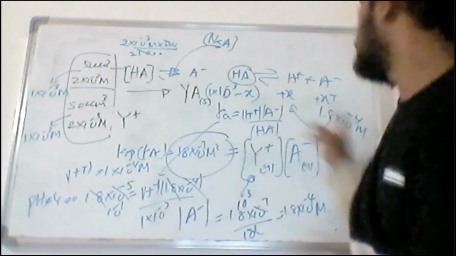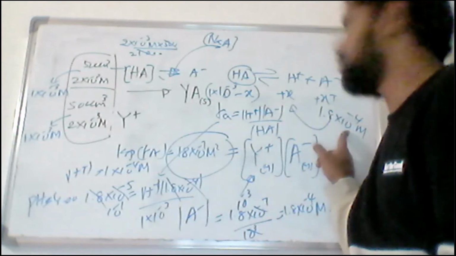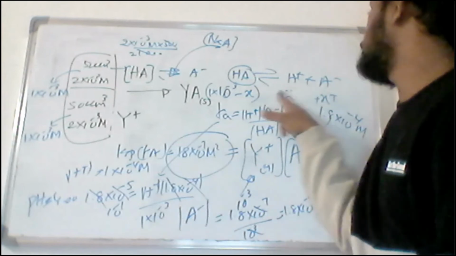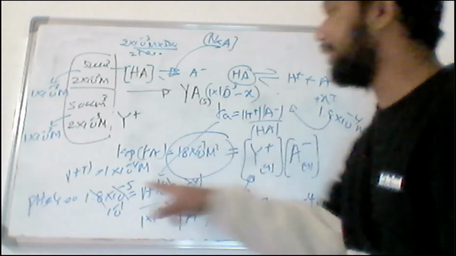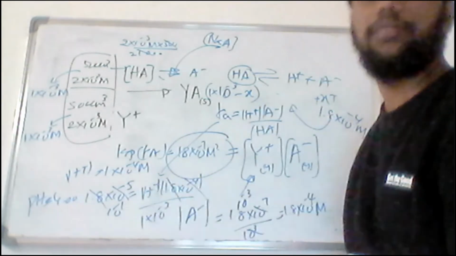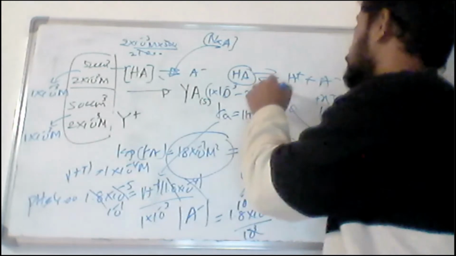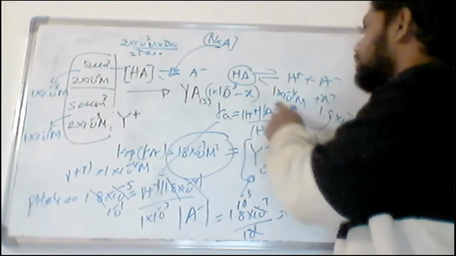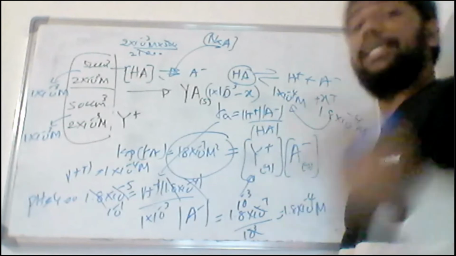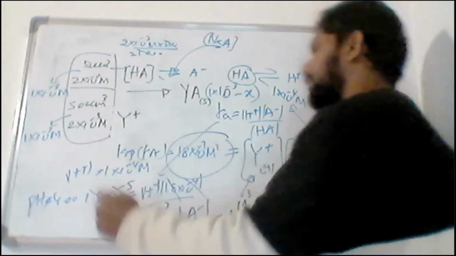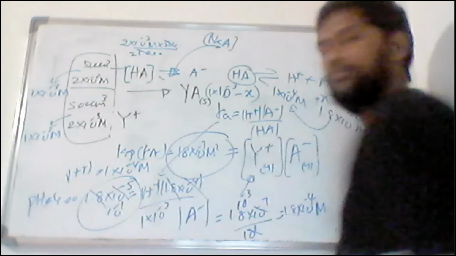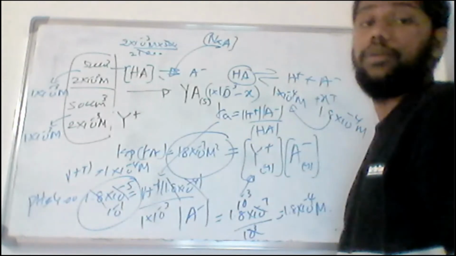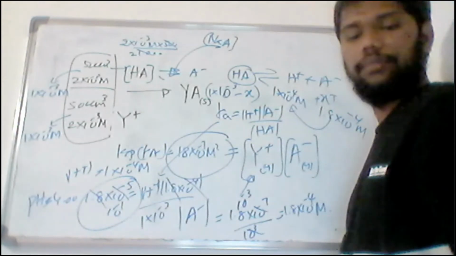And we found that this is 1.8 into 10 to the power minus 4. And X, which is this H plus concentration, was 1 into 10 to the power minus 4. So at the end, you can imagine this was 1.8, this was 1. Different. Why is it different? Because they have to maintain this Ka value. Because it is also an equilibrium constant. Okay.